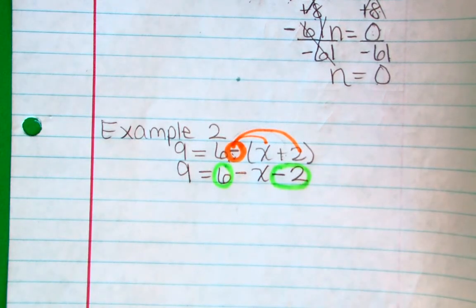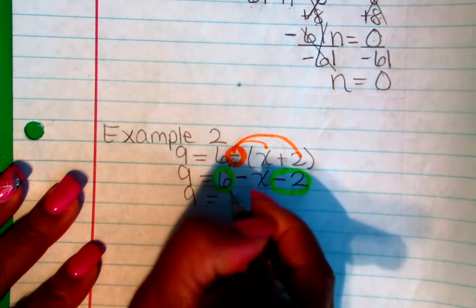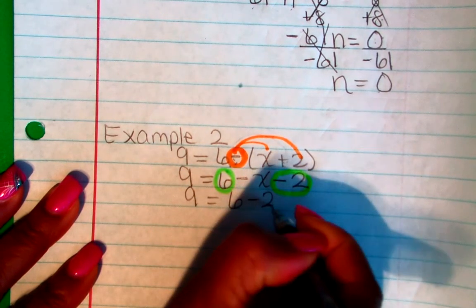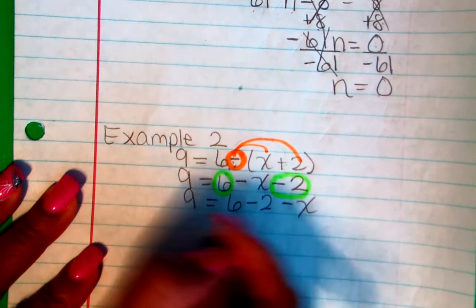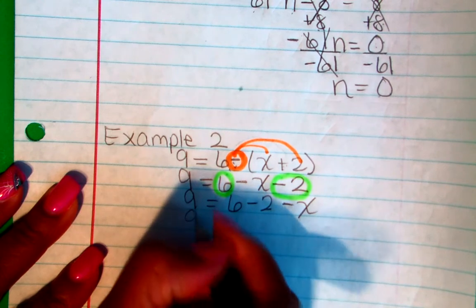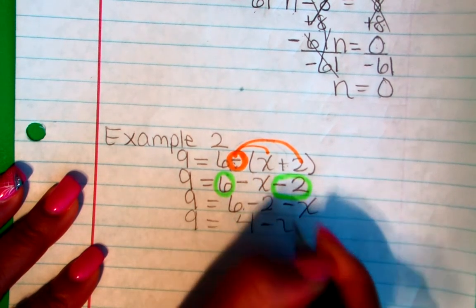I'm going to rewrite it using the commutative property. So I have 9 equals 6 minus 2 minus x. Okay. Combine my like terms here. So I bring down the 9 equals 6 minus 2 is 4 minus x.